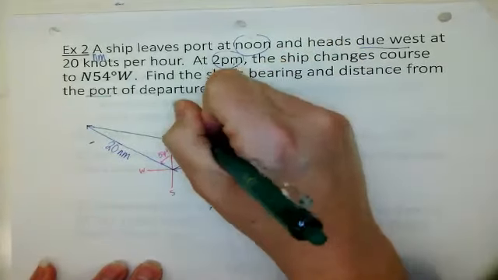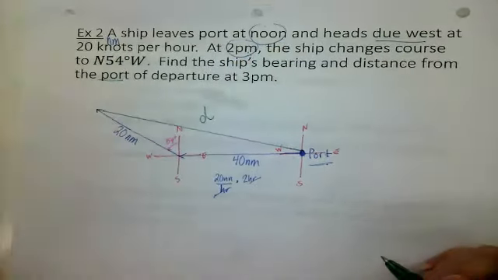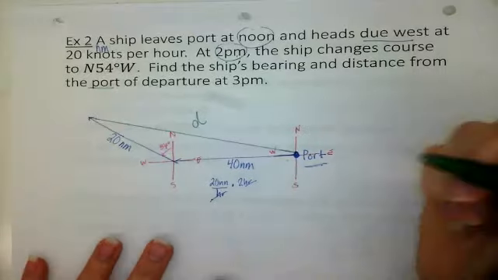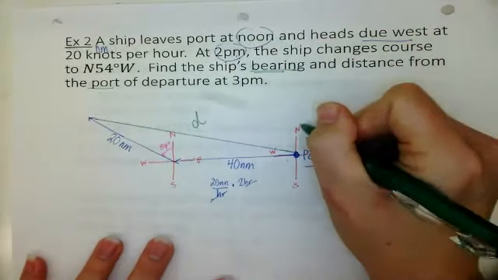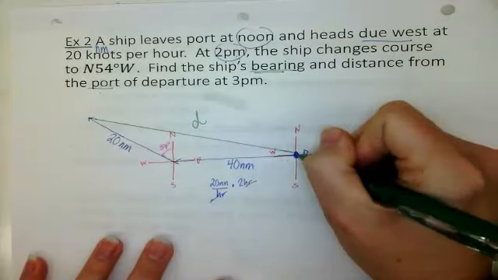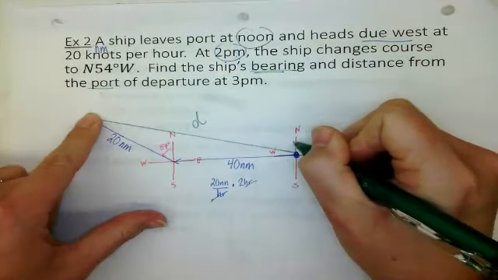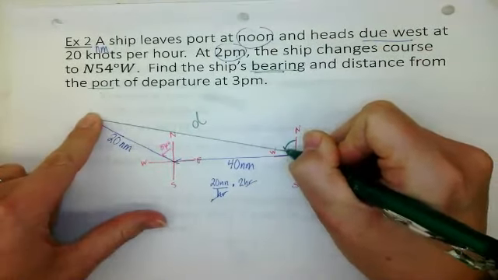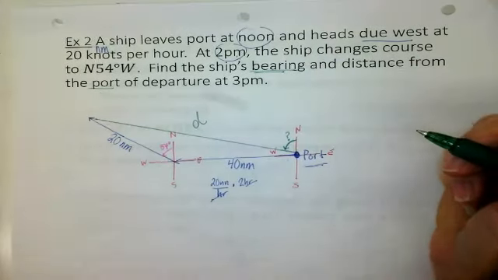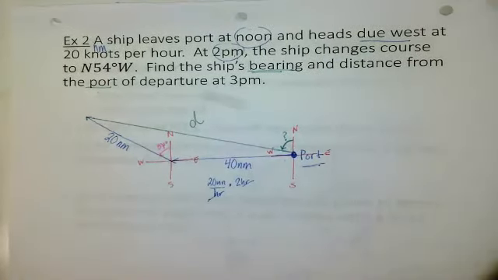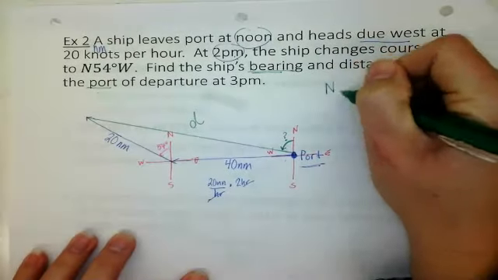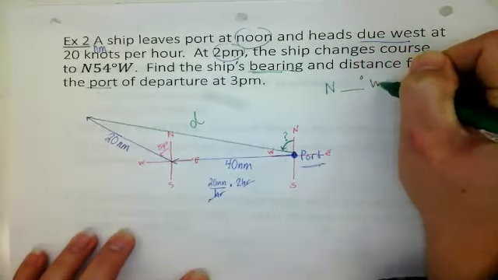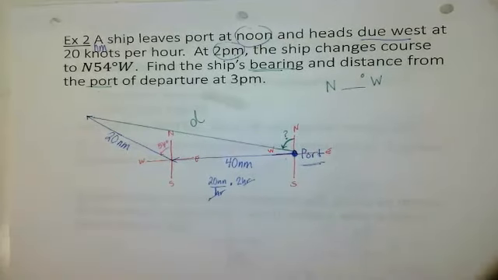I'll call it D, I guess. And then I also need to find the bearing from the port of departure. So I need the bearing from here getting to this point, which means I need to figure out this angle measure right here, which again is going to be something north so many degrees towards the west. All right.